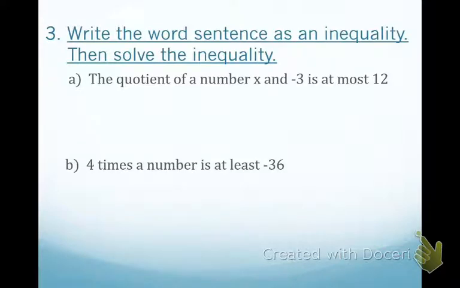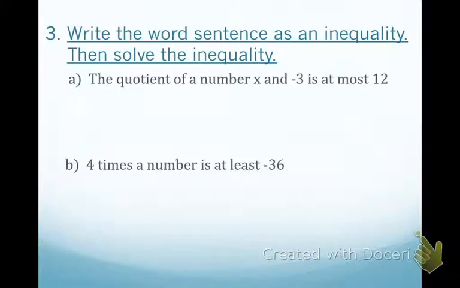For number 3, it asks us to write the word sentence as an inequality and then solve the inequality. So I want you to think this through with your partner and try to figure out what the answer would be. All right, so problem A says the quotient of a number x and negative 3 is at most 12. What does quotient mean?